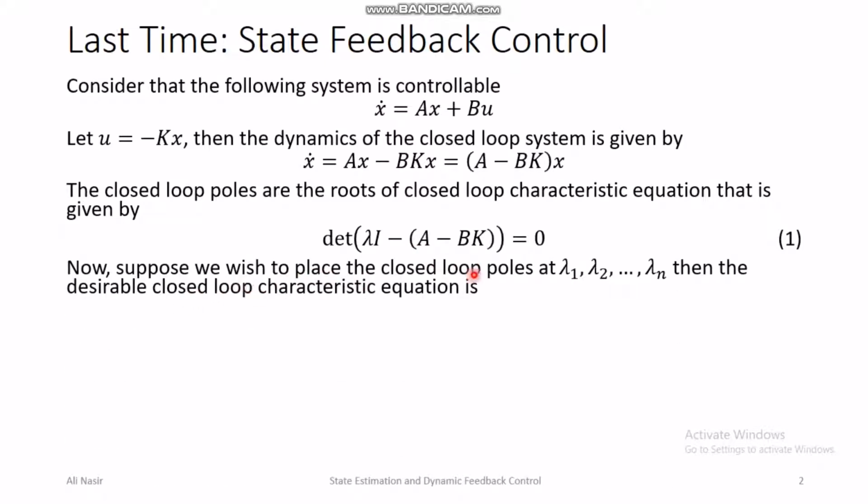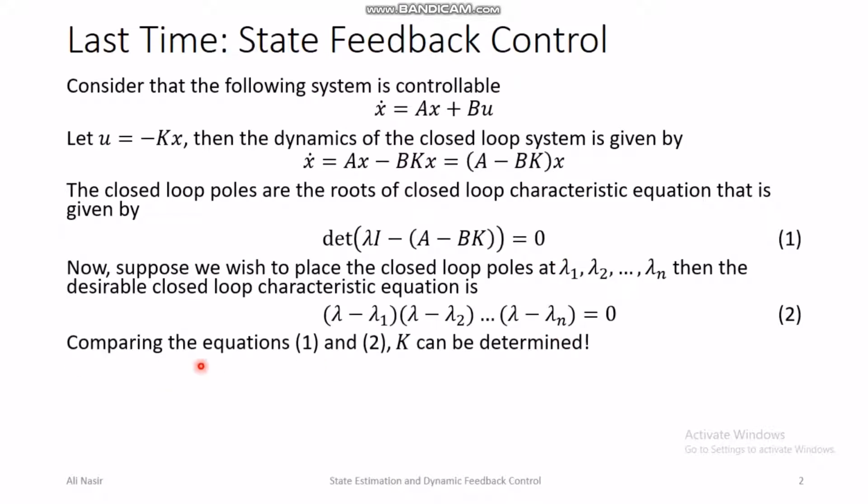Now suppose we wish to place the poles at locations of our choice, lambda 1, lambda 2, and so on up to lambda n. Obviously for asymptotic stability we will choose these values in the open left half plane, and the complex poles will always be in complex conjugate pairs if you want the K matrix to be a real matrix. So comparing equations 1 and 2, you can determine K. We looked at it last time, and we also looked at some examples.